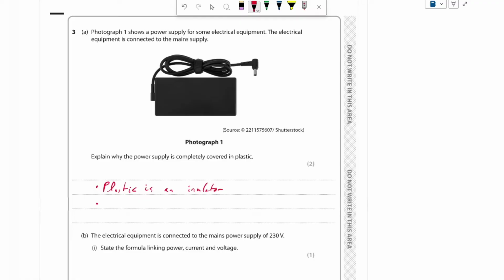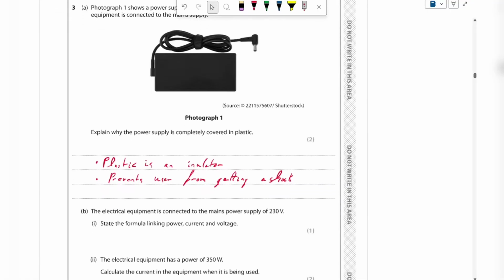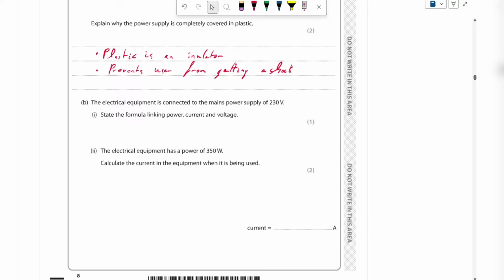Okay, so it's going to keep us safe. What does it mean? It's going to prevent the user from getting a shock. So definitely use the word insulator and then say, what does that mean? Stops the electricity flowing, stops the current flowing, something like that, stops you getting a shock.